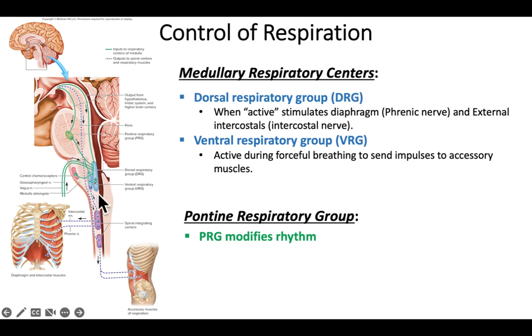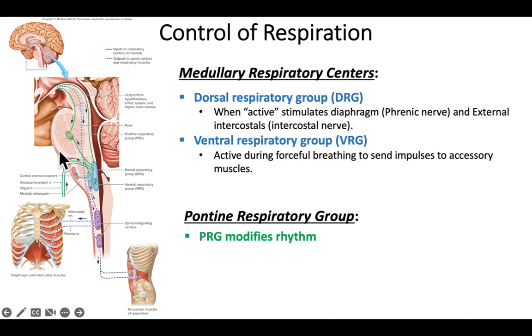There's one towards the back here called the dorsal respiratory group. There's one in front of it called the ventral respiratory group. Those are the main ones. In fact, the dorsal respiratory group is the most important one. That's the one that when it's active, it stimulates your diaphragm and your external intercostals. The ventral group is used more during forceful breathing. And then there's actually one in the pons.